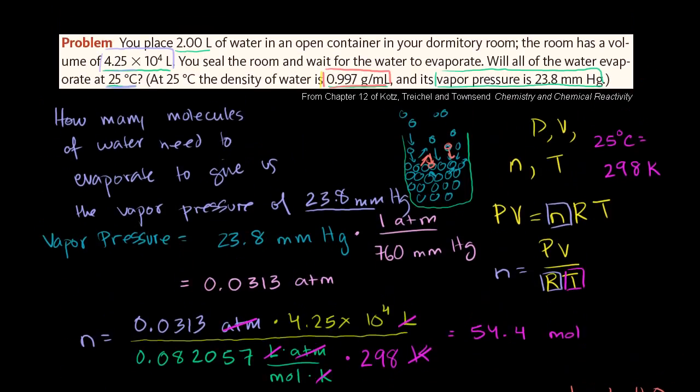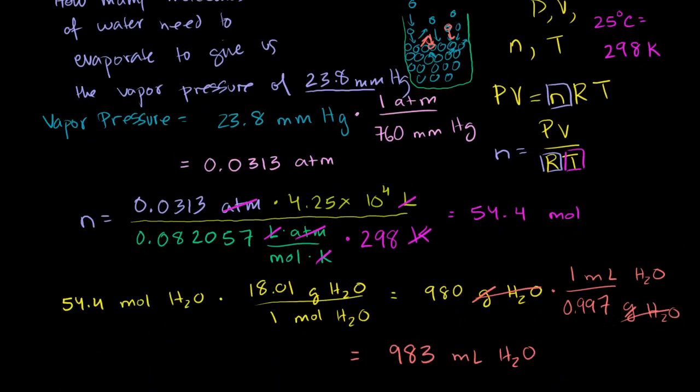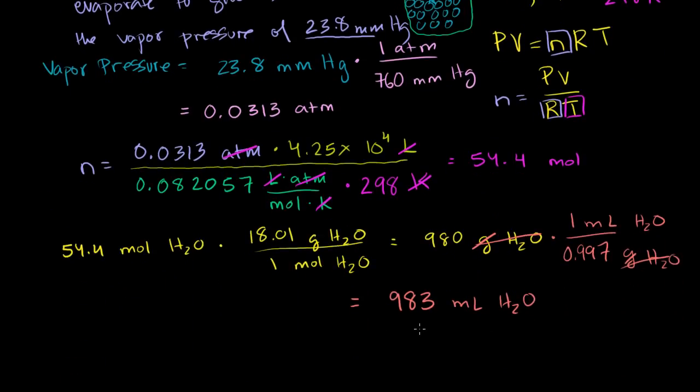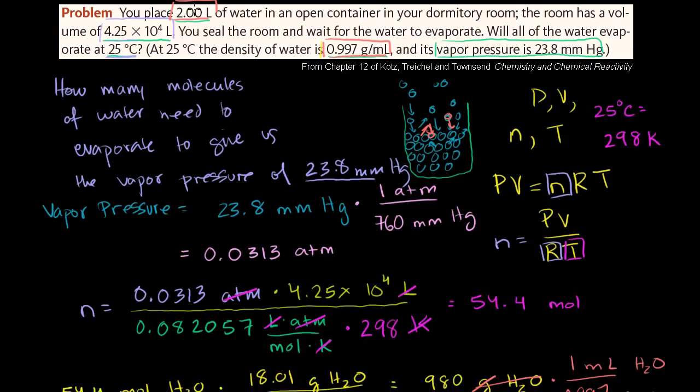So going back to the question, we figured out that 983 milliliters of water will evaporate. The question was that we placed 2 liters of water in an open container. So we just figured out that only 983 milliliters of that. So that's a little bit less than a liter. So this is a little bit less than 1,000 milliliters, and this is 1 liter. So a little bit less than half of this will evaporate for us to get to our vapor pressure. So to answer our question, will all of the water evaporate at 25 degrees Celsius? No, assuming the room is sealed well. No, all of it will not. Only a little bit less than half of it will.